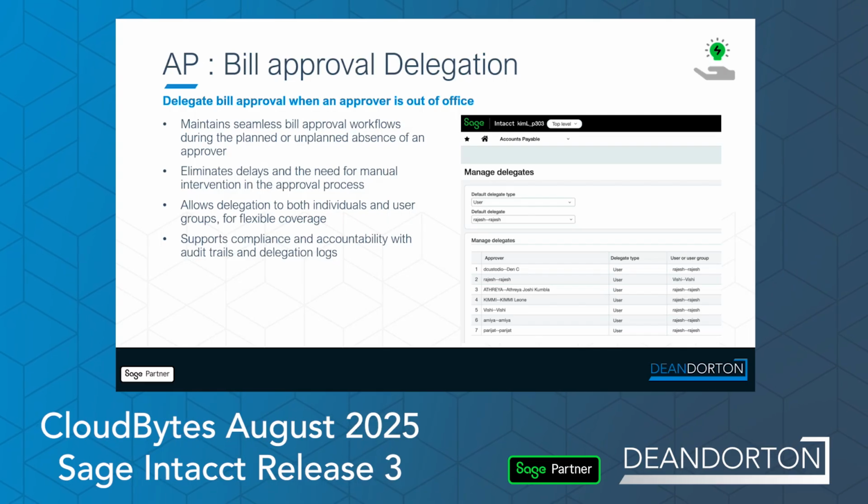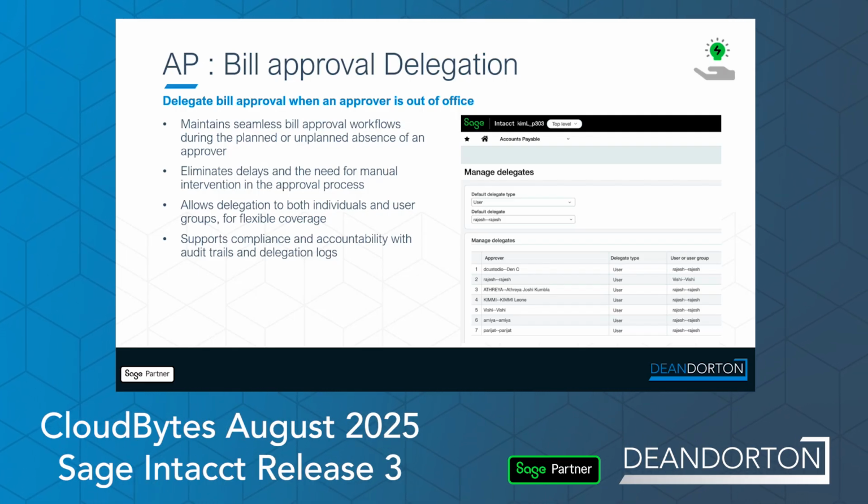And when we talk about bill approval delegations, you've got an ability in here to delegate bill approval when an approver is out of the office. Maintain seamless workflow approvals for absences for individuals, helps cut down on delays, allows delegation to both individuals and user groups for more flexible coverage. But I think that's kind of neat because it is not just one individual person, for example, but could be a group that you've got created.